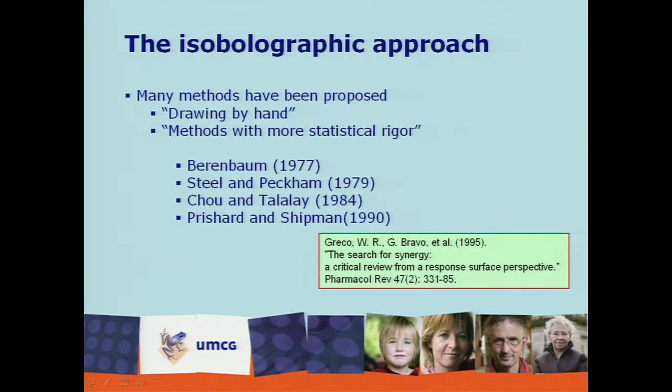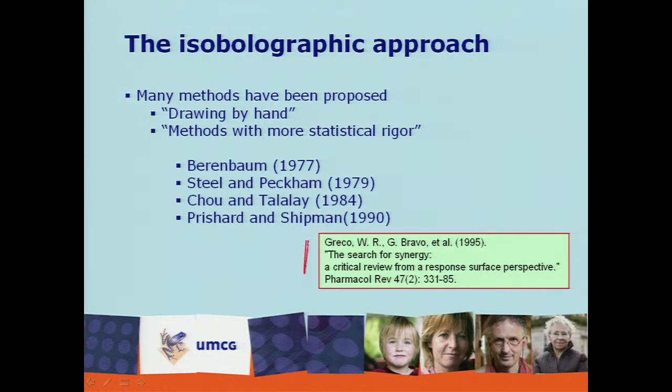Many methods have been proposed to show these isobolographic approaches. You can draw it by hand. I will show you an example. If you have the combination of two drugs and you plot that combined effect on a graph, you can draw a line through it. I think nowadays we have more statistically rigorous methods to help you with that. These are the historical references that describe these methods of the isobolographic approach.